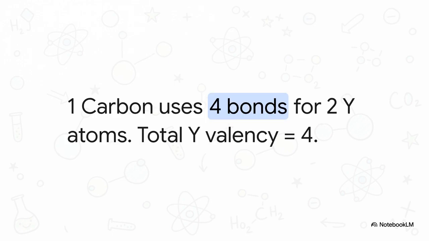Okay, now let's move on to our second compound, which is CY₂. Now the carbon atom here is exactly the same. It still has its 4 hands, and they are constantly looking for a partner. But this time around, those 4 hands are being held by only 2 Y atoms. The total valency that those Y atoms need to supply to completely satisfy the carbon is still exactly 4.